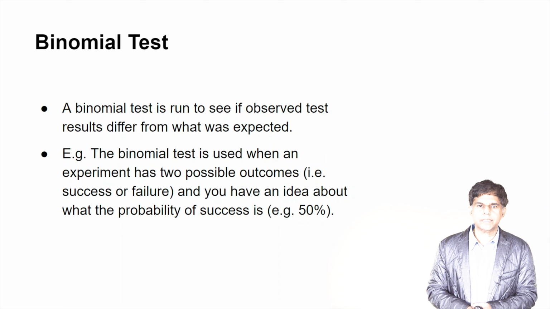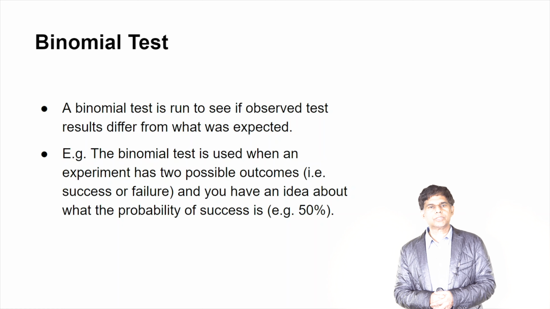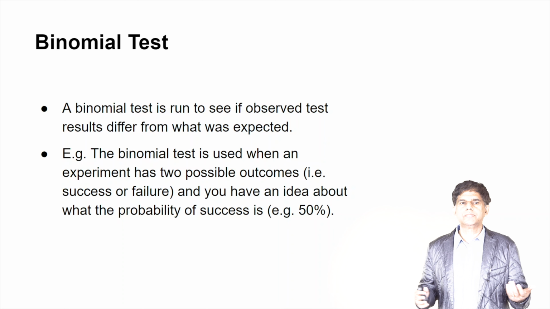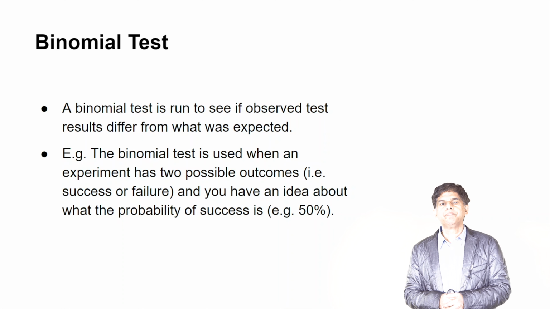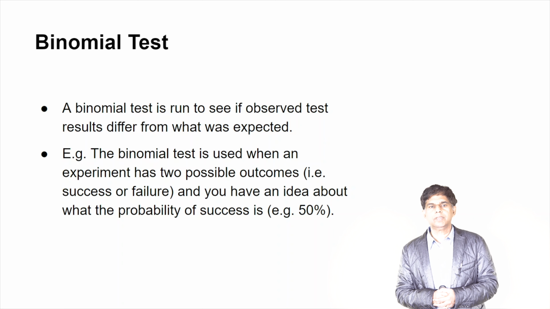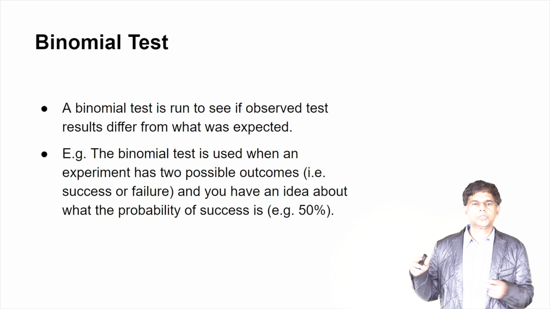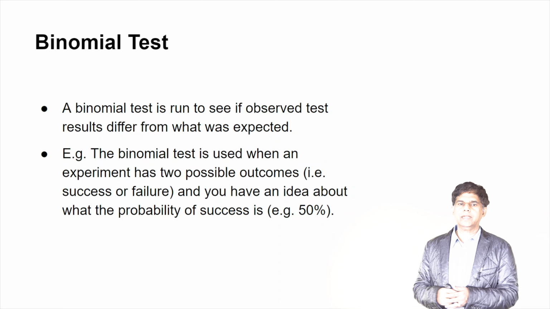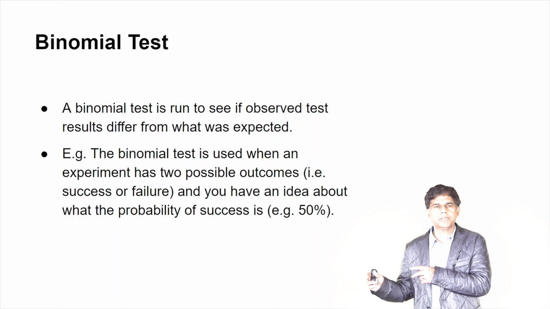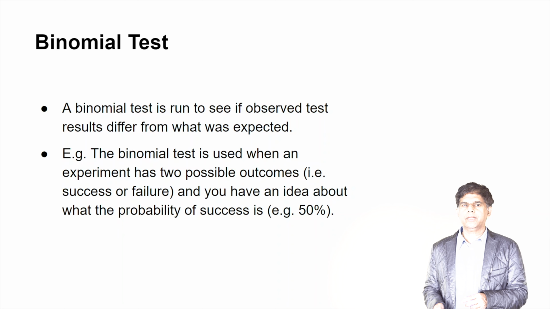Then you have the binomial test. The binomial test is run to see if an observed test result is different from what was expected. Let's say an example: an experiment has 2 possible outcomes, success or failure, and you have an idea what the probability of success is. That is called the binomial test.